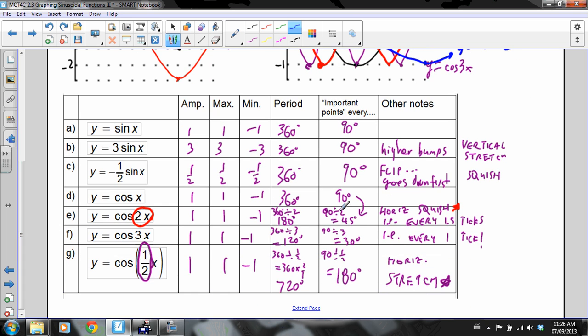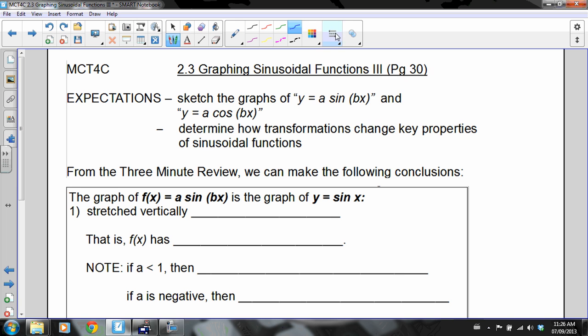Okay, so you can finish off your table, pause it, finish off your table. Hopefully you got that, and we'll sort of summarize our findings in the note. This was most of the lesson right here. On we go. Onward.